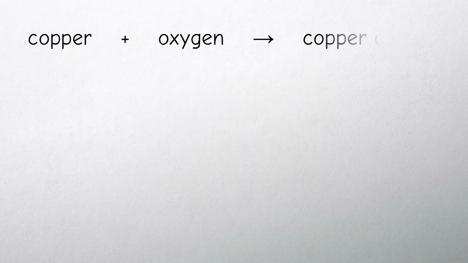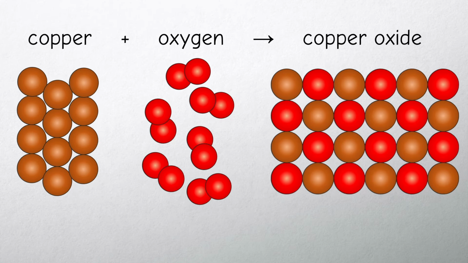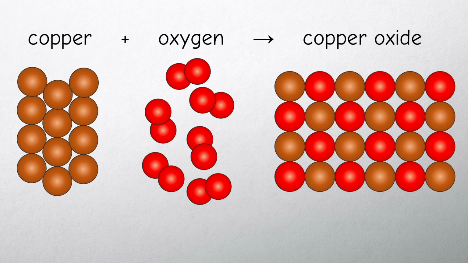This equation shows that copper has reacted with the element oxygen and has formed a new substance. This new compound is called copper oxide. The particle diagram also shows this because each element only has one type of atom, but the new compound formed has a combination of them both, and they are all bonded together.